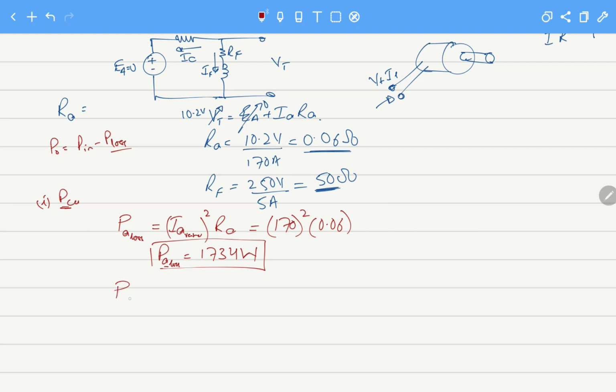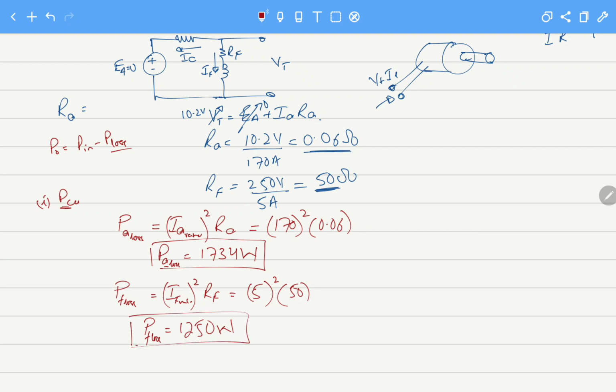The second type of loss that exists is in the field, and this will be equal to the field current IF rated square times RF. IF is given as 5, so 5 square, and RF we have calculated as 50. So the field loss is equal to 1250 watt.